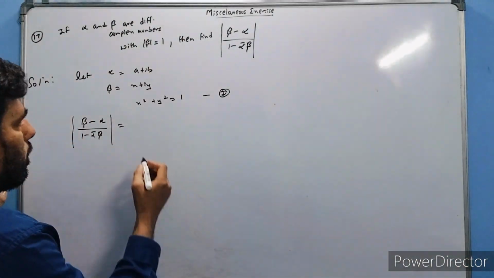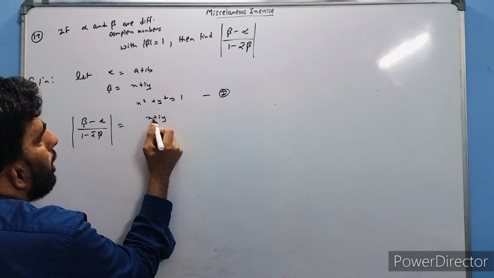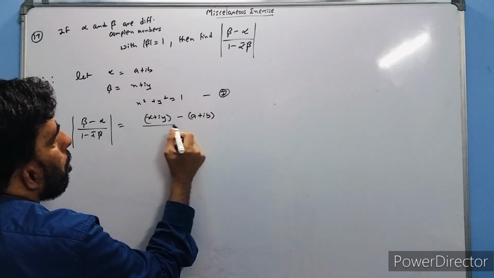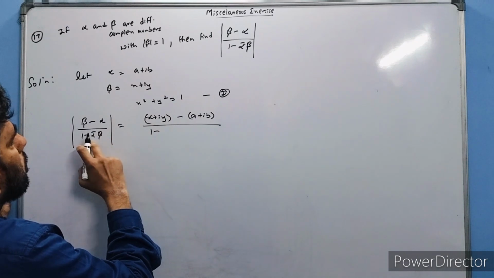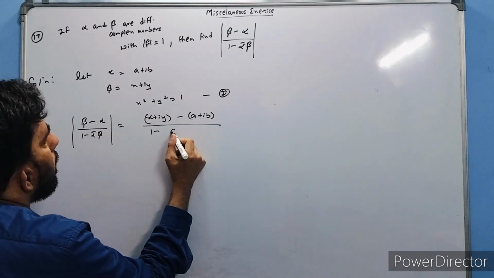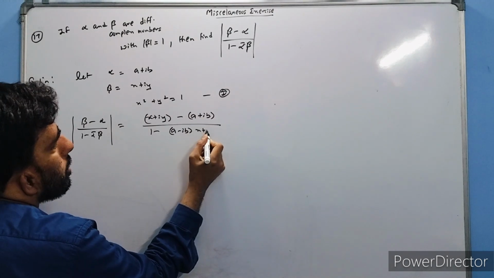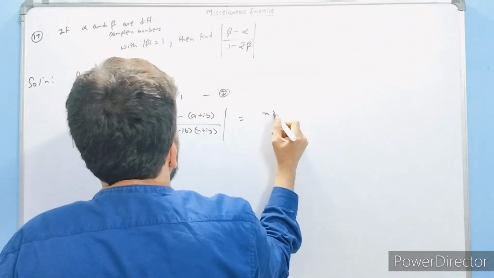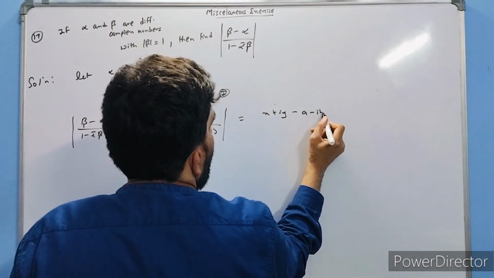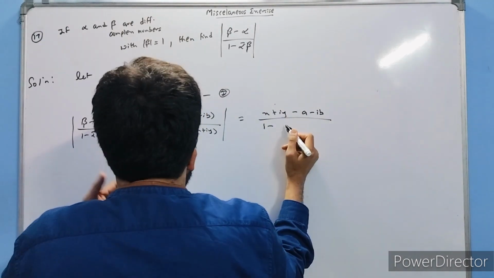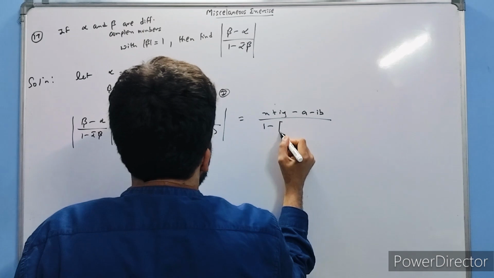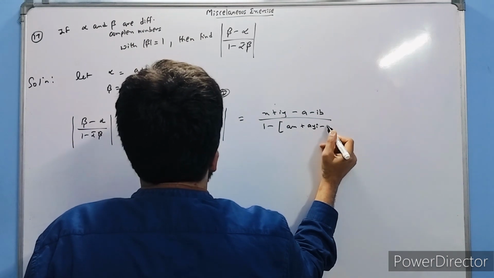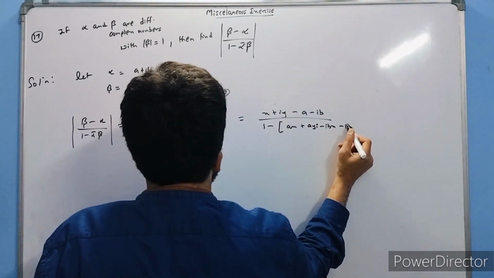How? Let us see. So they have given beta, that is x plus iy, minus alpha, a plus ib, upon 1 minus alpha conjugate. They have given alpha, so we will take a minus ib, times x plus iy. Okay, so now let us try to elaborate it. So I got x plus iy minus a minus ib upon 1 minus, now if I take this inside, that is ax plus ayi minus ibx minus i²by.